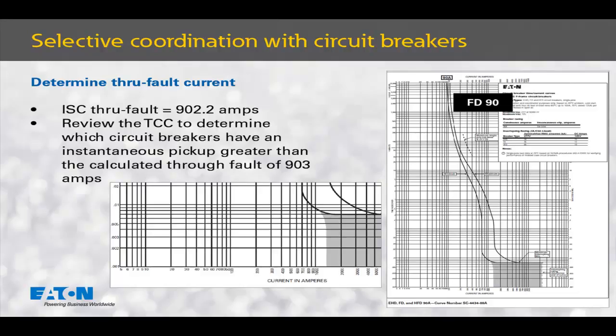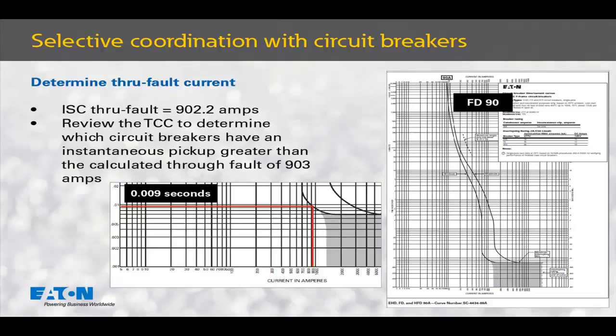As you can see, Eaton published this curve showing what occurs below 0.01 seconds. You may not see this in coordination software applications, as usually the curves are cut off at 0.01 seconds. The manufacturer's curves in many cases provide more information. What we see here is, for the 903 amps that the primary circuit breaker will see, the trip curve tells us that this FD90 circuit breaker begins to open at 0.009 seconds.